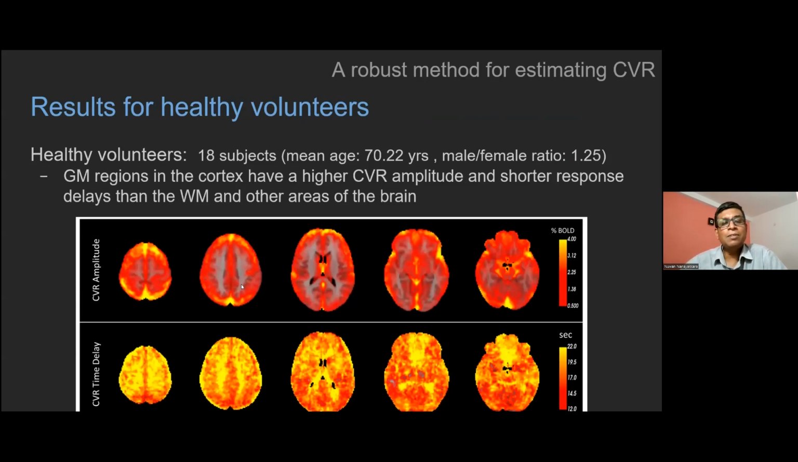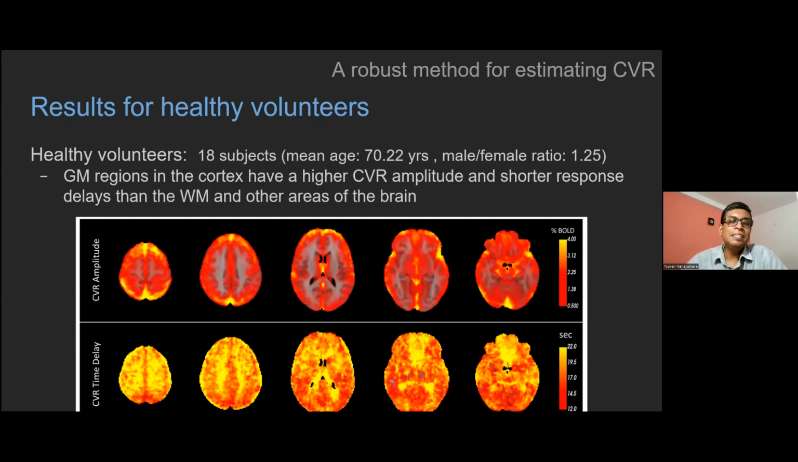And we applied this algorithm to 18 healthy subjects with a mean age of 70.22 years and a male to female ratio of 1.25. As we can see from this graph, we get the expected CVR response, as other studies have reported earlier. And we could also calculate the CVR time delay, where we could see higher CVR amplitude in cortical regions and shorter time delay. White matter and other regions have slightly longer time delays.